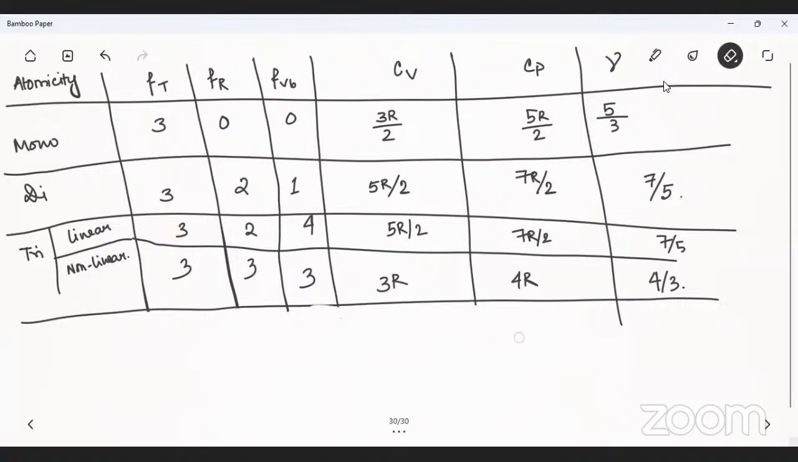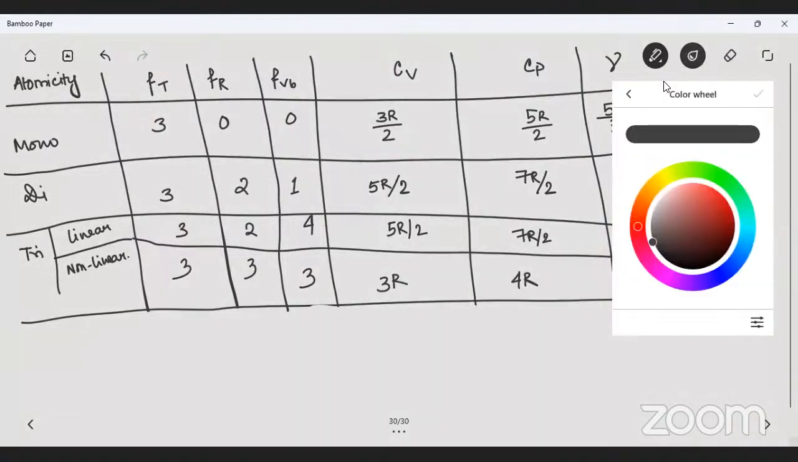I have written whatever we have learned so far in chart form. Ma'am, I have a doubt. Huh? I have a doubt.